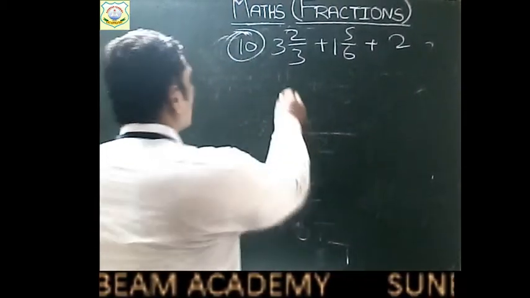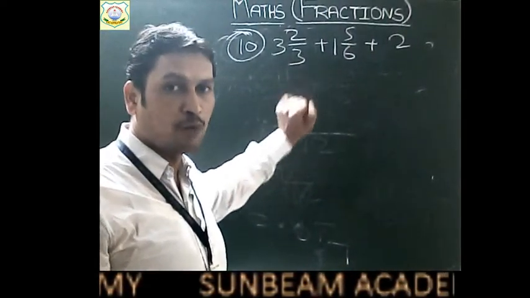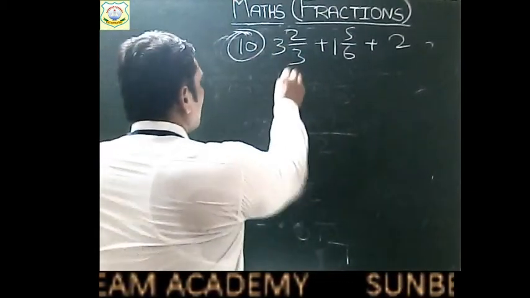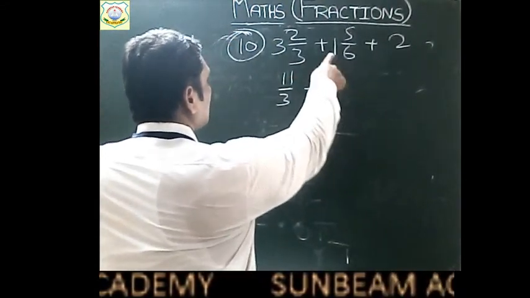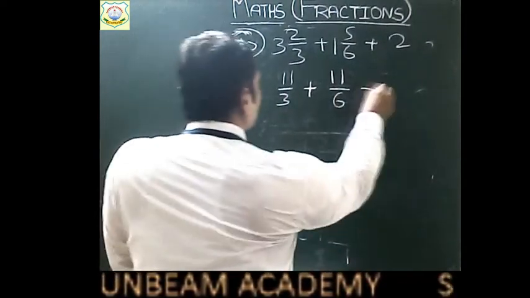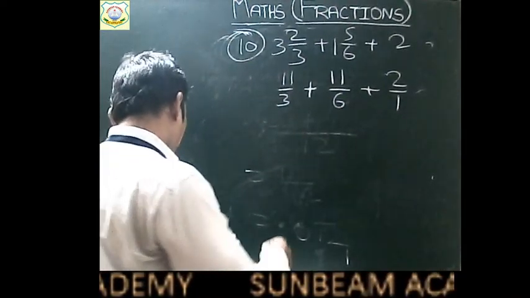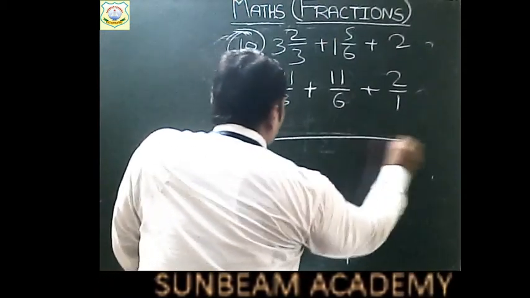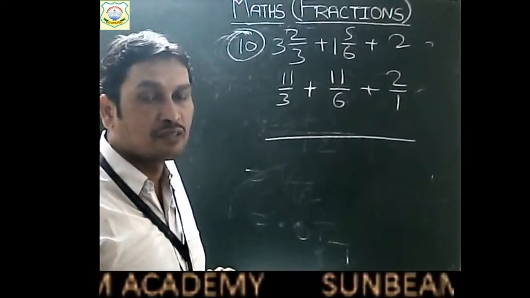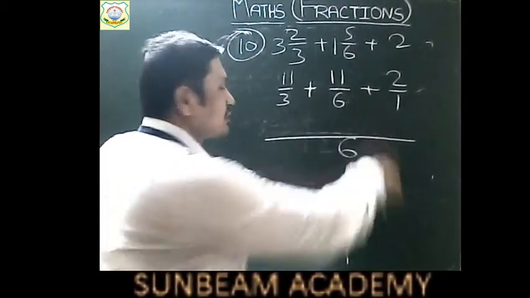Okay. So here the first two fractions are mixed fractions. So convert them into improper fractions. To convert children, 3 3s are 9, 9 plus 2, 11. So 11 by 3 is the first fraction, plus 6 1s are 6 plus 5, 11 by 6 is the second fraction, and plus 2 by 1 is the third fraction. Okay. Now children, find the LCM of 3, 6 and 1. Okay, and LCM of 3, 6 and 1. What is the LCM children? LCM is 6 only, because 6 is divisible by all of these three numbers.